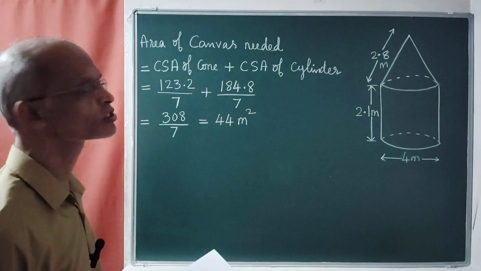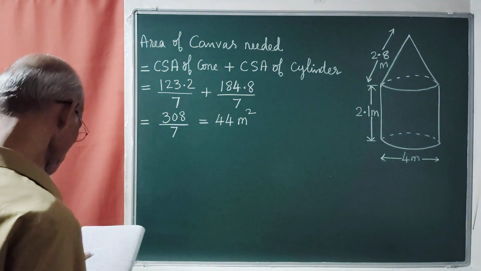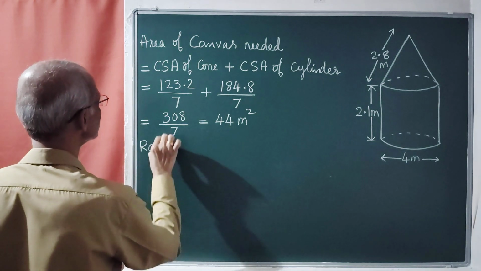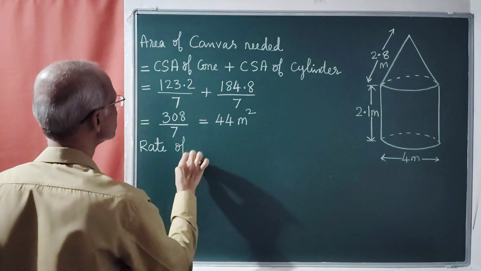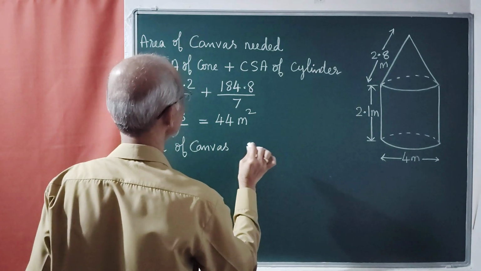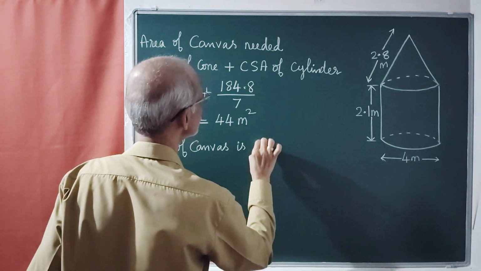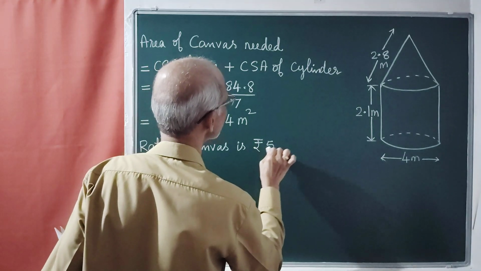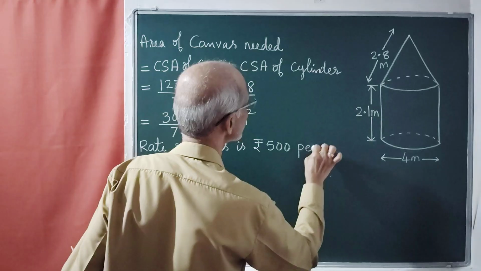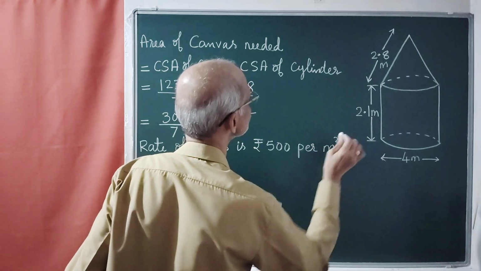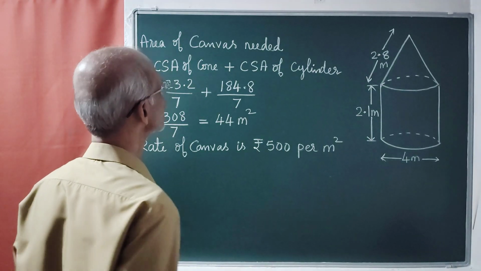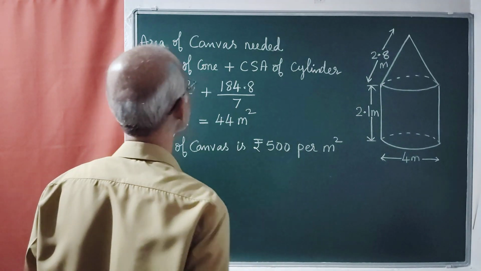Now we have to find out the cost of canvas. Now the rate of canvas is rupees 500 per square meter. So 1 square meter costs rupees 500. We have to find the cost for 44 square meters.